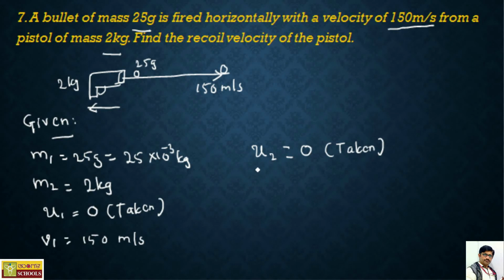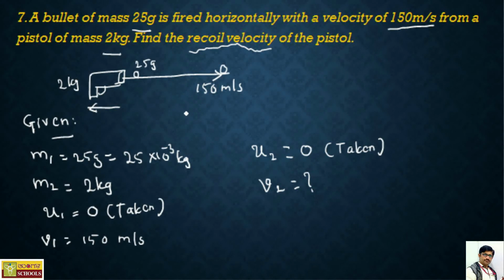Then we need to find out v2, the recoil velocity. After the firing, what happens? This pistol moves back. At what velocity it is coming back, we need to calculate. That is known as the recoil velocity of the pistol.